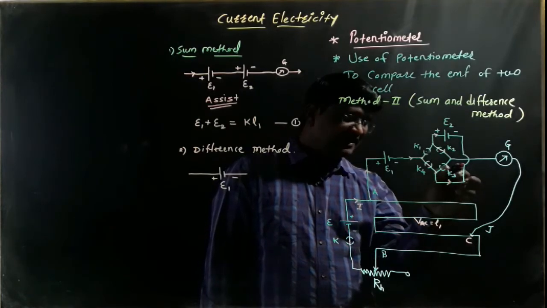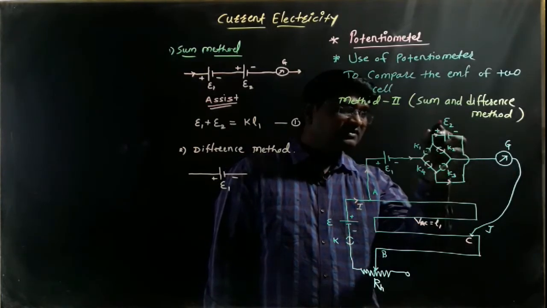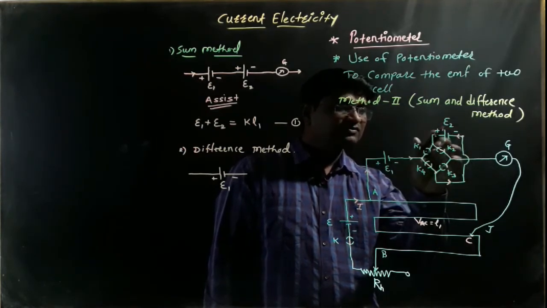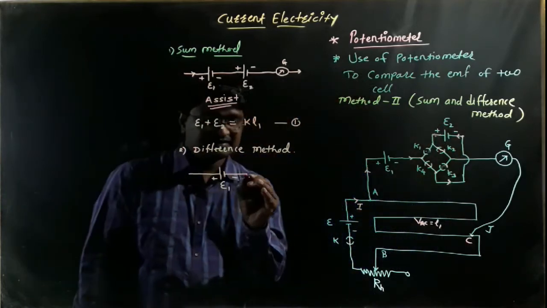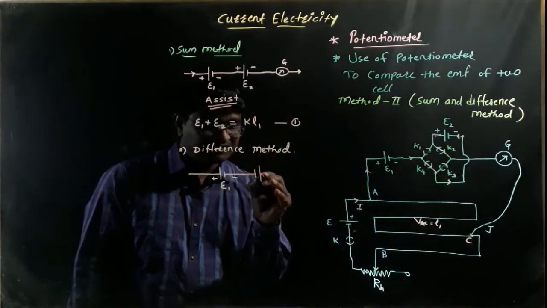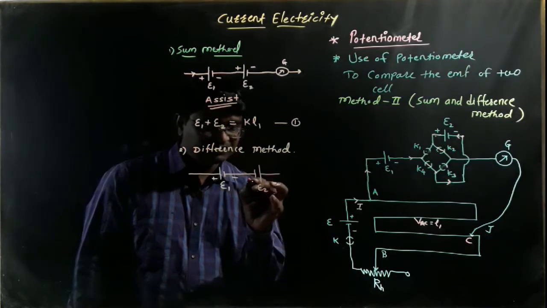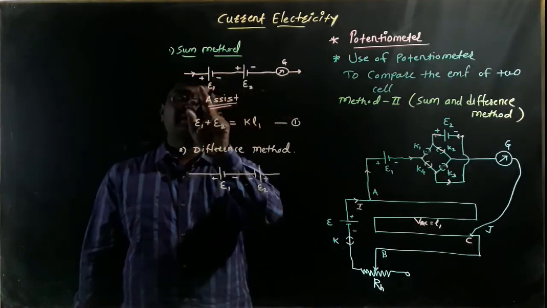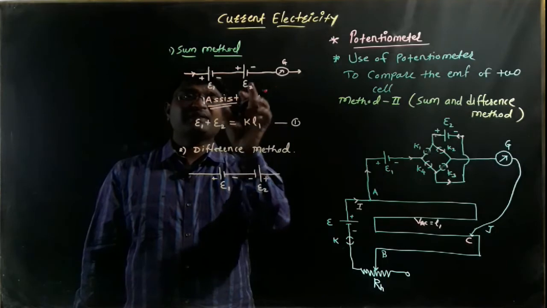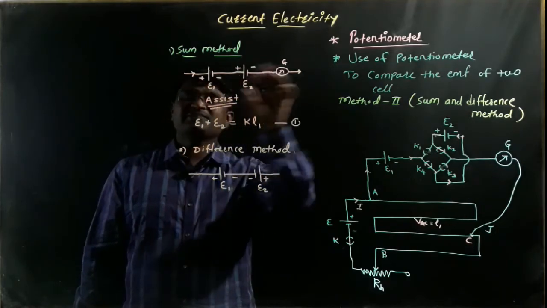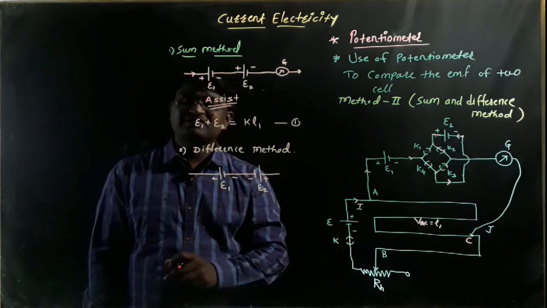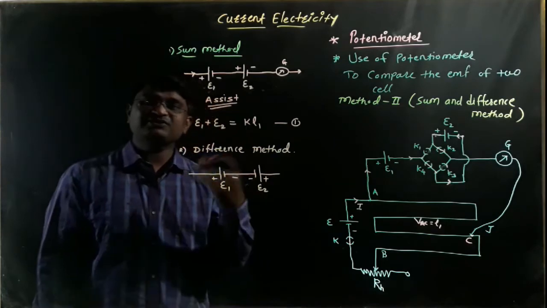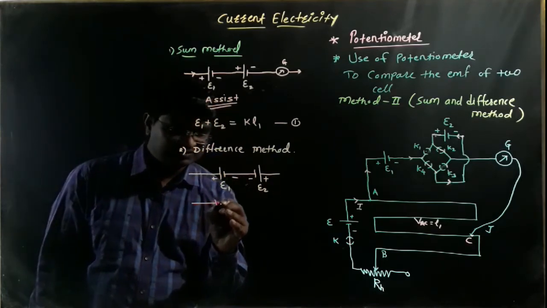Now this current moves towards the cell epsilon 2, but it moves from negative to positive through the cell of EMF epsilon 2. Let's see: in the first case, the electric current moves in the same direction because epsilon 1 and epsilon 2 assist together, positive to positive. But now, according to the difference method, their negative terminals are connected together, or their positive terminals are connected together.